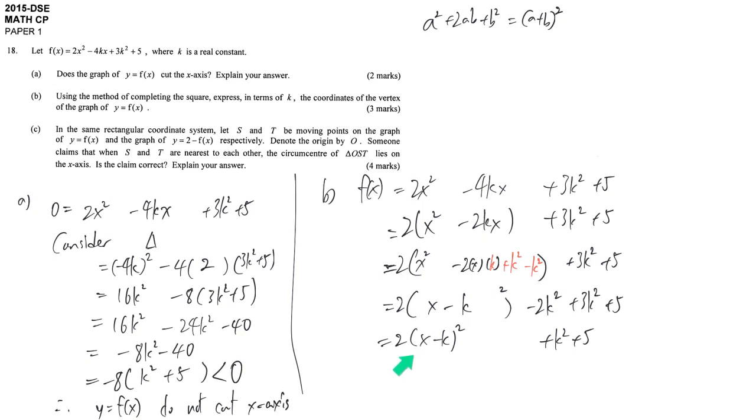So this is the vertex form, and it gives us the vertex directly. When the bracket square equals 0, this will become the minimum. In this case, it's because the graph is open upward. So the vertex is k. When x equals k, the square becomes 0, and then the outcome is k squared plus 5. The height is k squared plus 5.